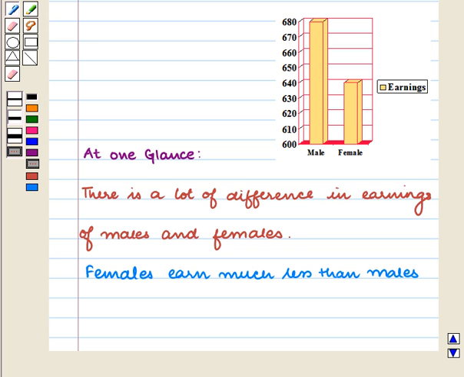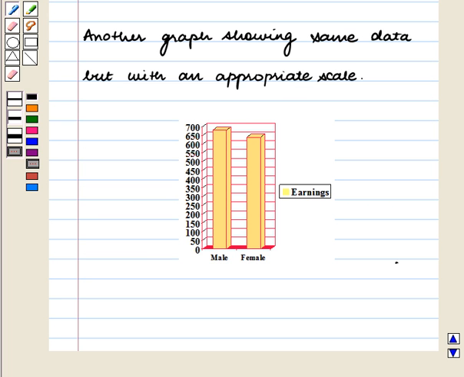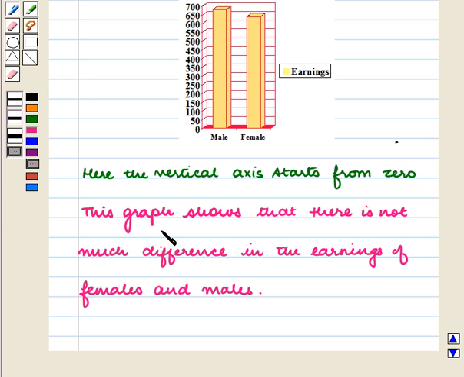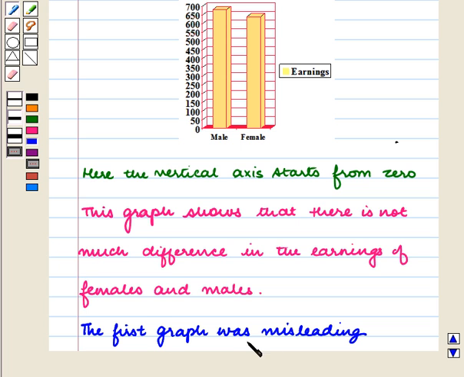But if you see carefully, the vertical axis is not starting from 0. Let us see another graph showing the same data but with an appropriate scale. Here the vertical axis starts from 0. This graph shows that there is not much difference in the earnings of females and males. So, the first graph was misleading.